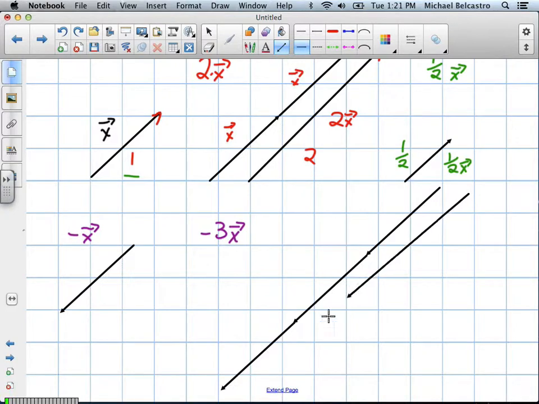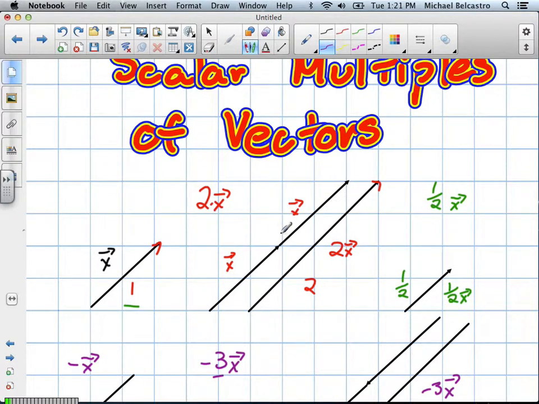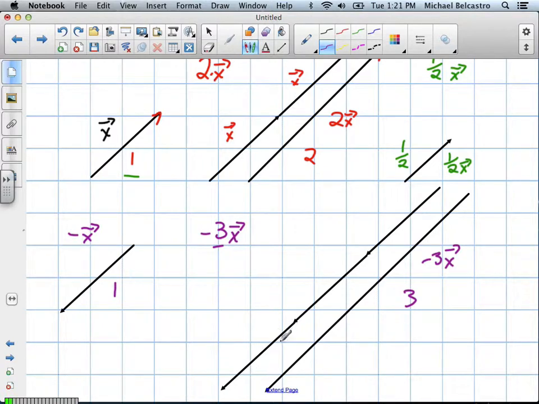Try to draw it all out in one shot here. Something like that. So our negative 3 of vector x, the magnitude of it will still be a value of 3. We don't include negative values in our magnitude. So the magnitude of this vector is still 3, just like the magnitude of this vector is 1. The negative is letting us know that the direction of the vector has changed. That's the only difference in this. So the idea is we can multiply all vectors by a scalar amount. With that being said, let's jump to a new page here.